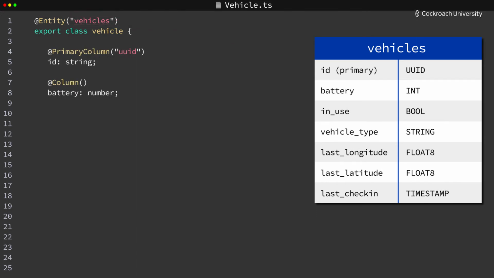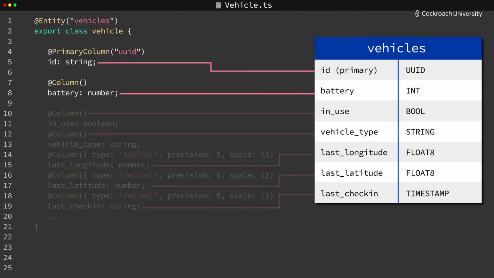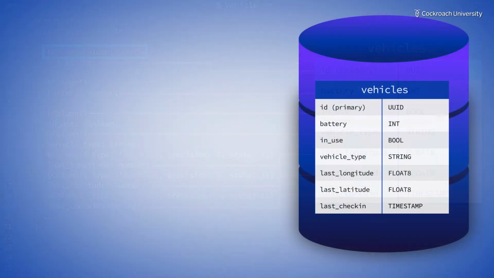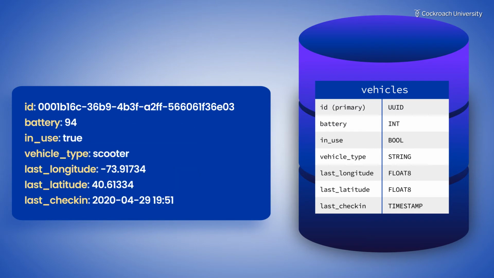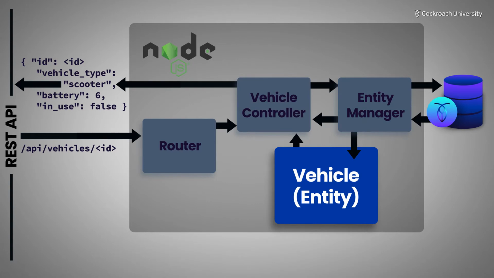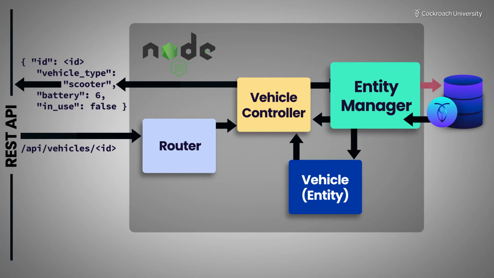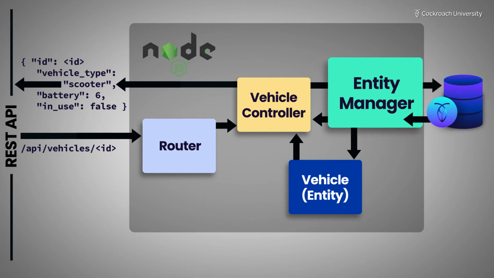Properties of the entity class decorated with column will be mapped to database table columns. One property must be decorated with primary column to serve as the primary key. Each entity instance corresponds to a single row of data. So where do entity instances come from? The entity manager can read data from the database and use it to create or update entity objects. It can also use them to perform database writes. So let's take a closer look at the entity manager.